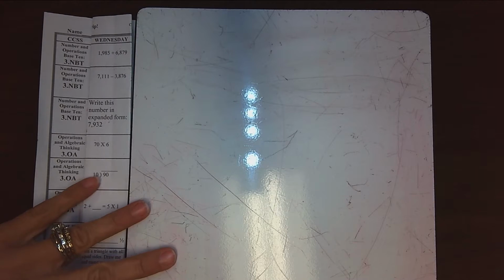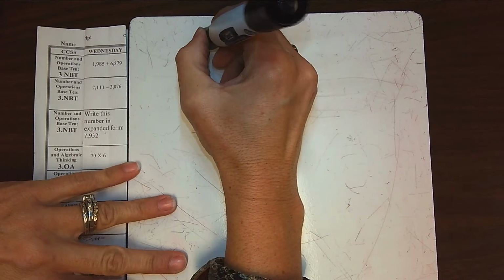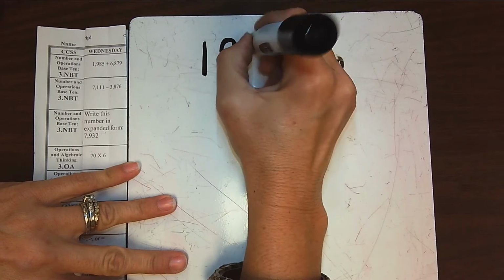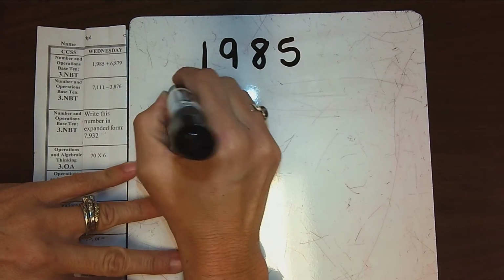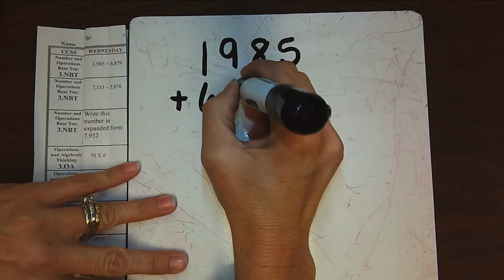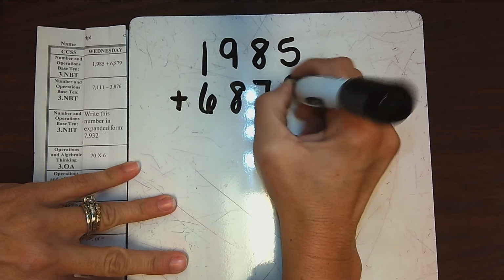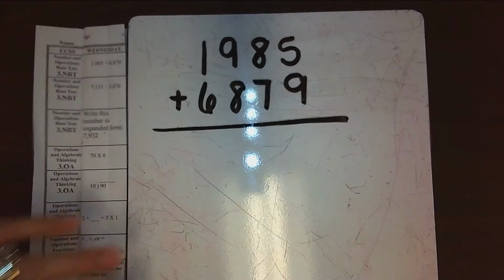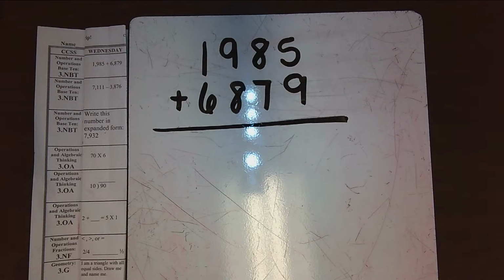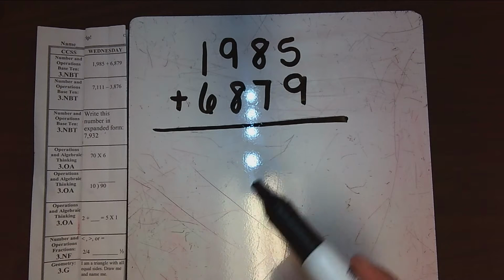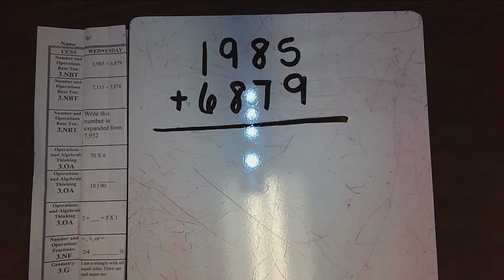Okay guys, let's go ahead and check our weekly review, or our daily review for today. We have 1,985 plus 6,879. Always remember to line your numbers up according to the place value chart and start with your ones place.